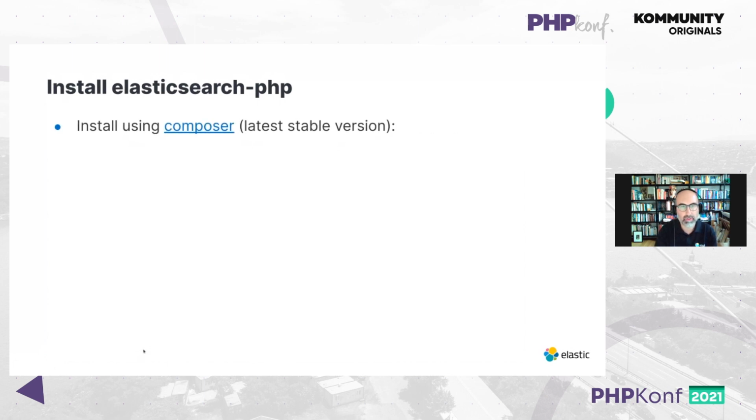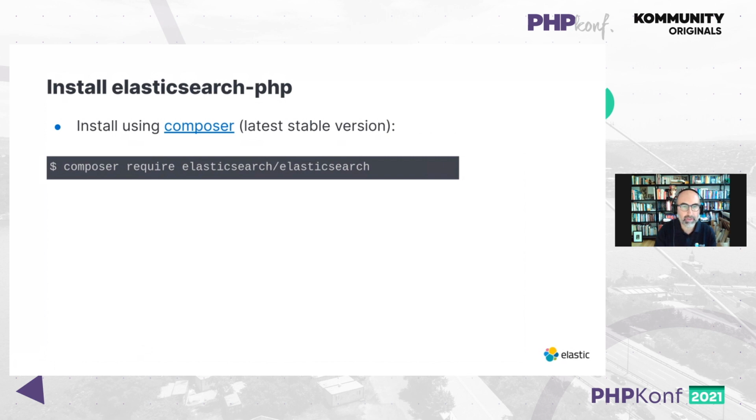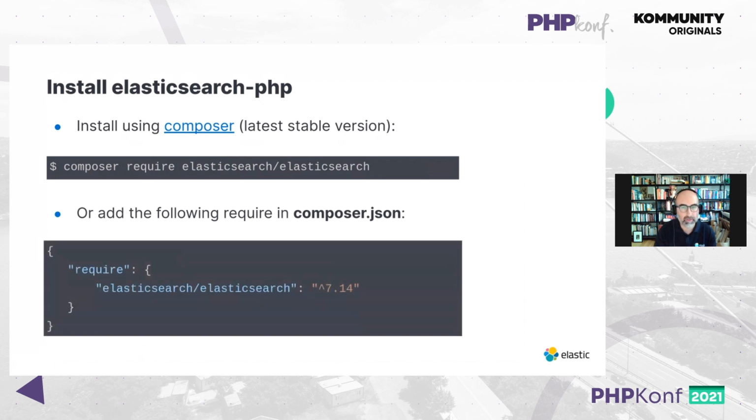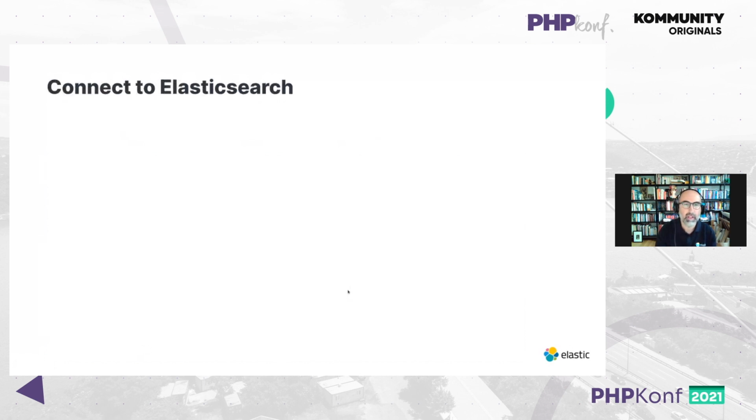Okay, how can you install Elasticsearch-php? Of course, using Composer. This is the command. The name is elasticsearch/elasticsearch. Or you can add it in your composer.json require. Right now we have the latest version, that is 7.14. How can you connect to Elasticsearch? Let's start to see how to use this library.